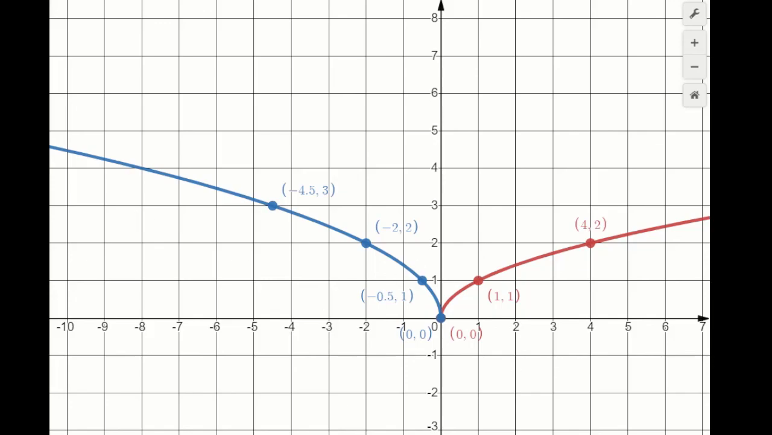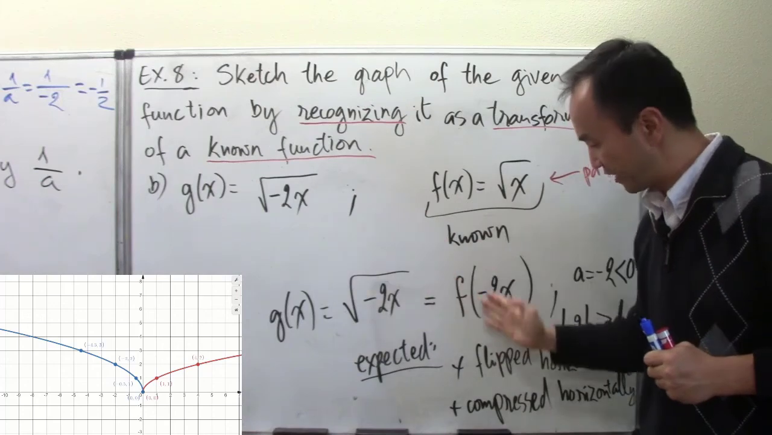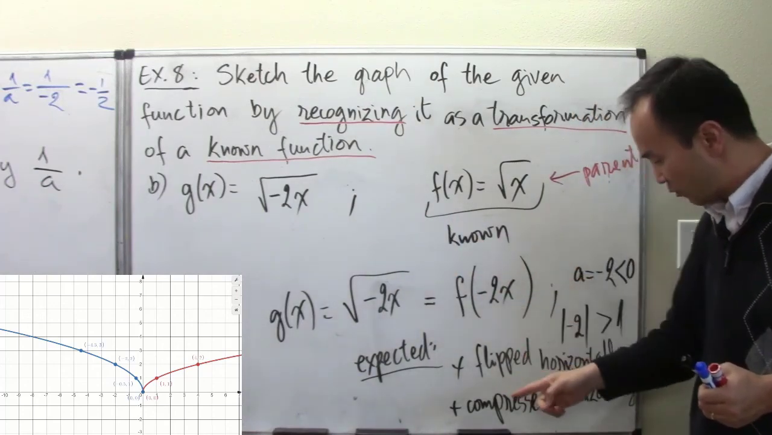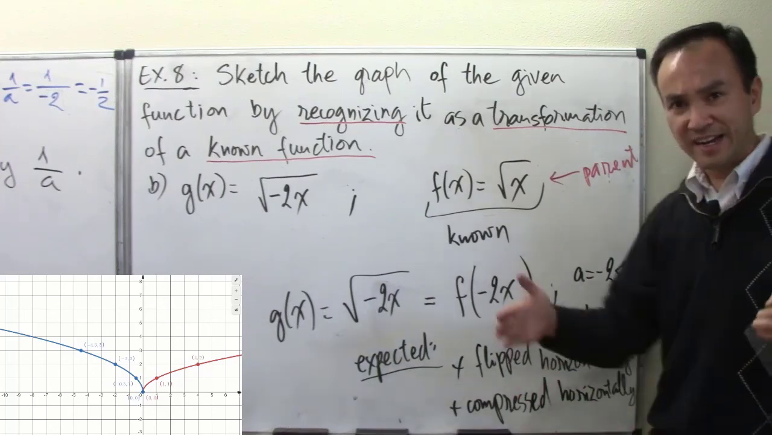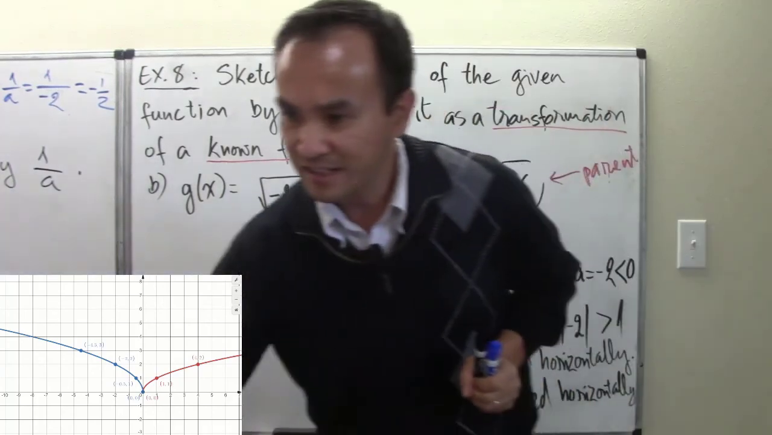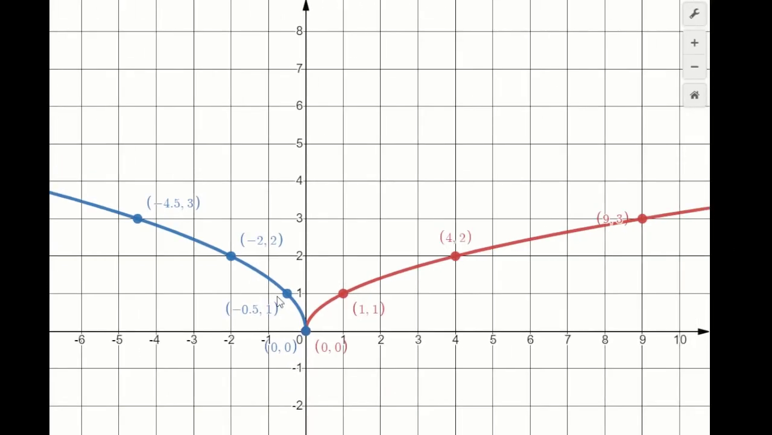So according to the expectation right here, there was a horizontal flip. It already happened in the blue graph. Okay, and there was a horizontal compression, and that's why it looks narrower. Those guiding points show the fact that, for example, this point right here has the same height as its parent's point, but it's only halfway closer. Okay, that's why it's compressed horizontally.